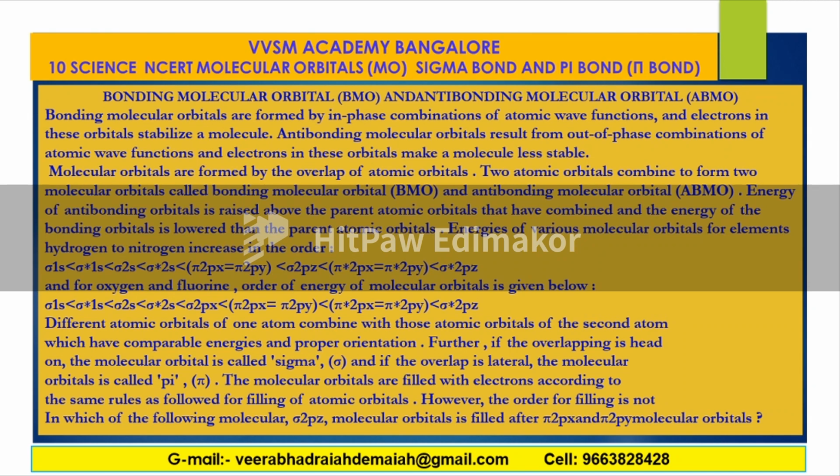Different atomic orbitals of one atom combine with those atomic orbitals of the second atom which have comparable energies and proper orientation. Further, if the overlapping is head-on, the molecular orbital is called sigma, and if the overlap is lateral, the molecular orbital is pi. The molecular orbitals are filled with electrons according to the same rules as followed for filling up of atomic orbitals. However, the order of filling is not the same: sigma 2pz molecular orbital is filled after the pi 2px and 2py molecular orbitals.